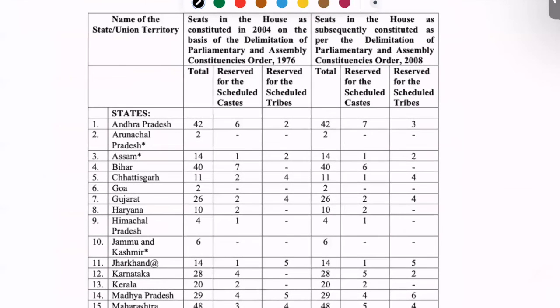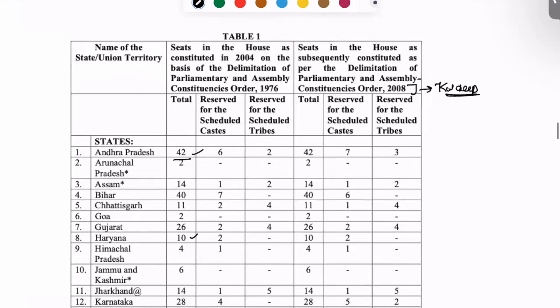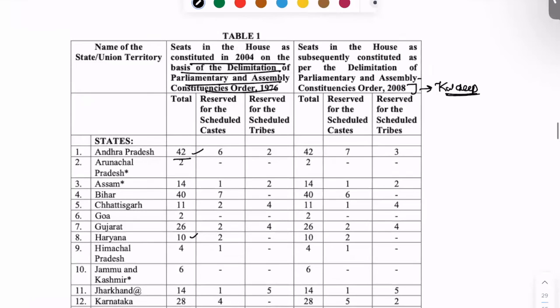Next, first we talked about allocation of seats. Yes and no? In 2008, under Justice Kuldip Singh, the last delimitation came, which only changed the SC and ST seats. Now the question they said is allocation of the seats in Parliament. Andhra had 42, Haryana... Seats in the House, the Constitution 2004, basis of this one.